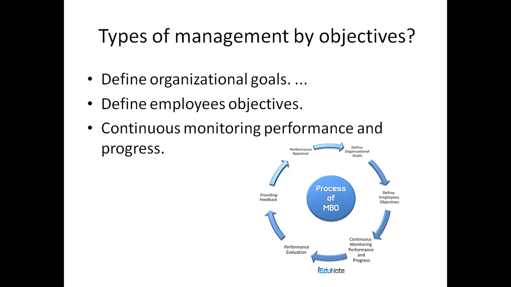There is a performance appraisal as well. There is a 360-degree form of performance appraisal: how the employee is performing his duties, whether he has progressed or not, in which activity he has participated, whether he has improved his skills, whether he has undergone any training or not. That type of appraisal is done by the organization. So these are the types of management by objectives.